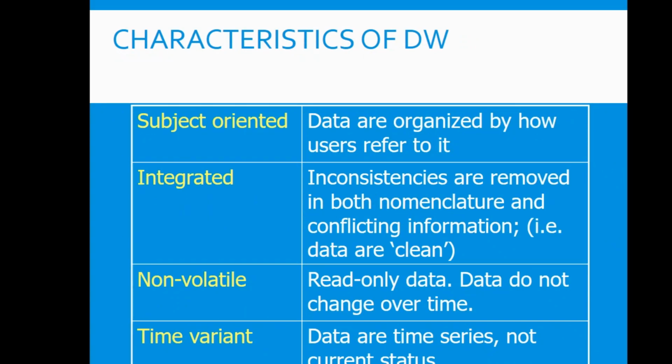Number one, subject oriented. That means that data are organized by how users refer to it. Like I'll tell you, the marketing department is a subject, the finance department is a subject, the operations department is another subject. These are nothing but departmental data systems, which are the data warehouses for the respective departments, that is, subjects. We also call them, as we will see further, data marts.